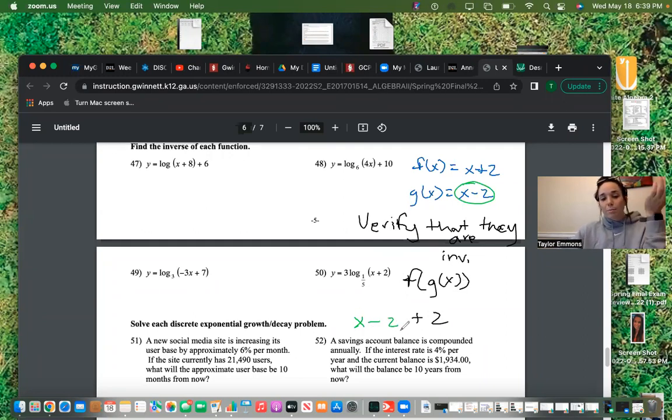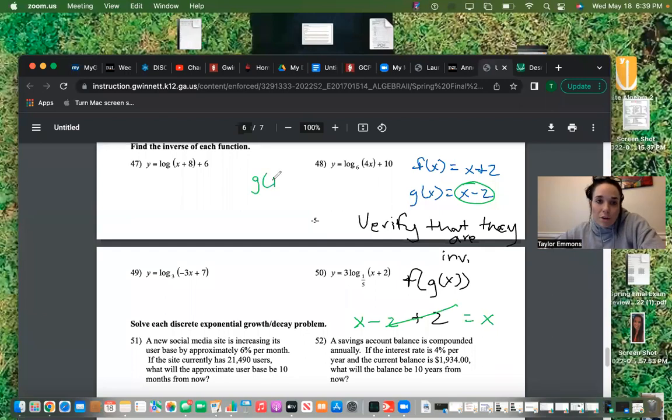And then we're going to simplify. So what's negative 2 plus 2? That's 0. And so what do we equal? x. So if you do the composition, that's what this is called, of these two functions, and you get x, then they're inverses of each other. Now you do have to check it both ways, but 99% of the time, it works if you do it just one way.